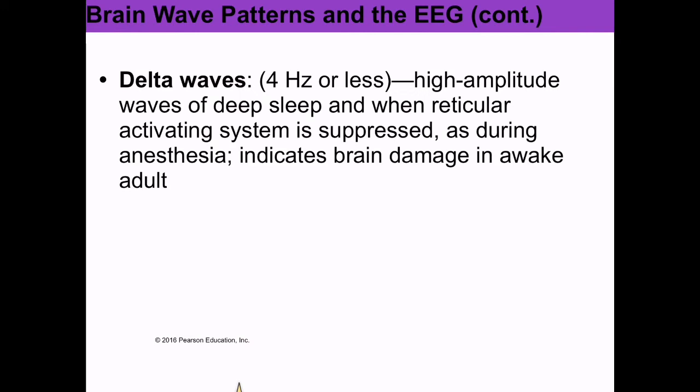All right, delta waves are the last category. These are the deep waves of sleep. They are delta, 4 hertz or less, right? These are high amplitude. They really get up there in deep sleep. When we have our RAS, or our reticular activating system, right? We call it the RAS engaged.